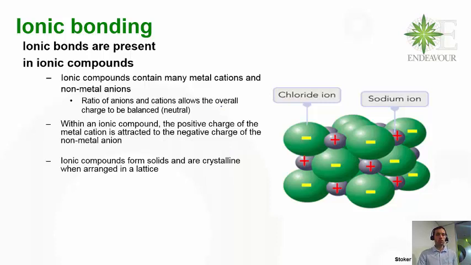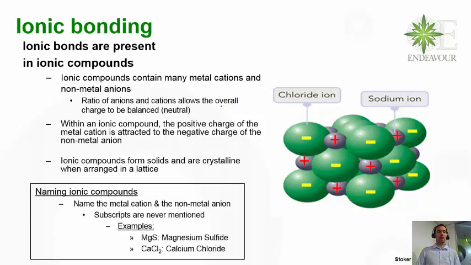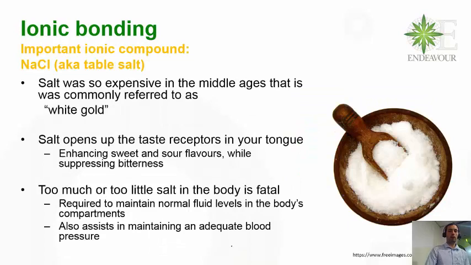So the ratio will be such that overall the whole structure itself will have an overall neutral charge. So the number of positives has to equal the number of negatives. So to name an ionic compound, basically you're just naming the two ions involved. So for example, if it was magnesium and sulfur, then it would become magnesium sulfide. If it's calcium and chlorine, it becomes calcium chloride. So the second one has IDE at the end of the name, just to show that it's part of an ionic compound.